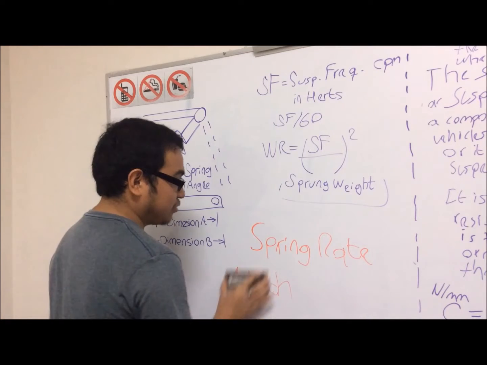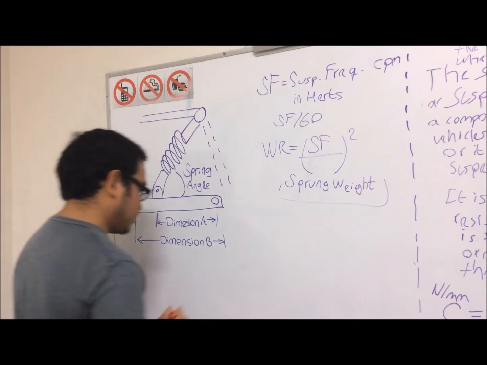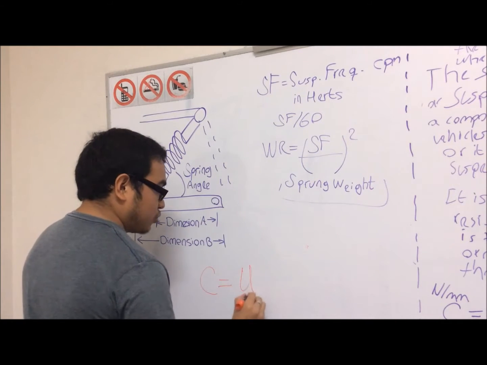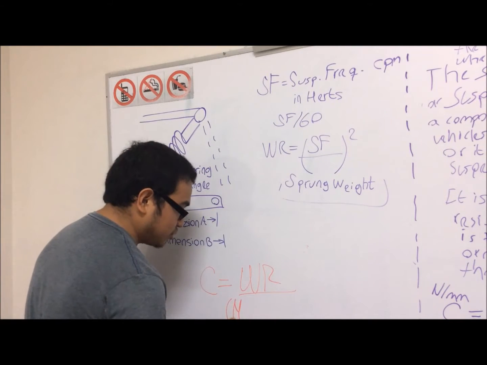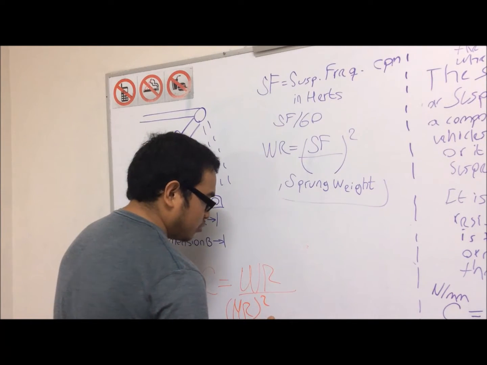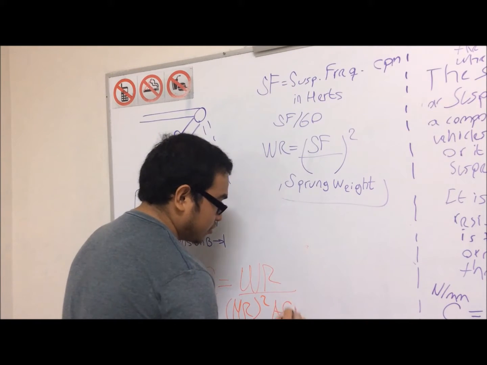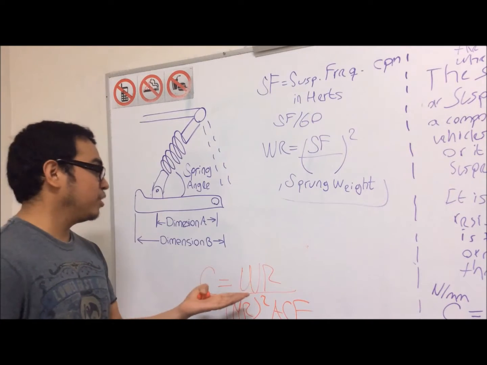So, how do we calculate the spring rate in automotive? Well, the spring rate is calculated with the next equation: C equals the wheel rate divided by the motion ratio squared, multiplied by the angle of correction factor. So, how do we calculate the wheel rate?